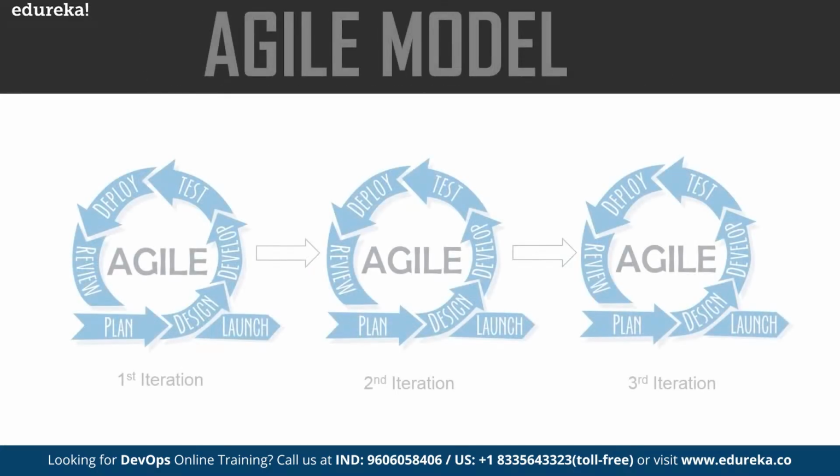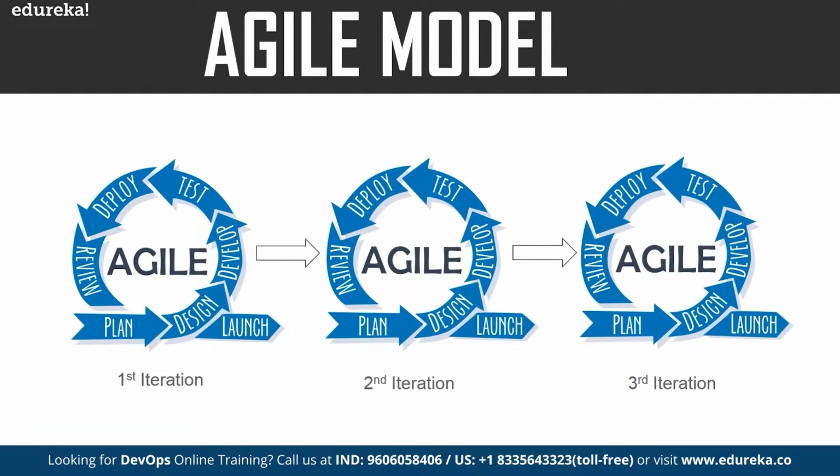The next model is the agile model. In this model, the software is broken down into various iterations. Each iteration has various phases such as planning, design, development, and so on. The duration of each iteration is generally 2 weeks to 8 weeks.